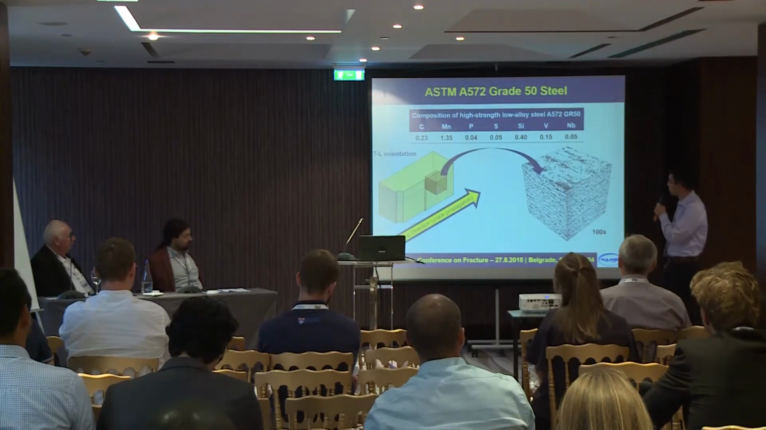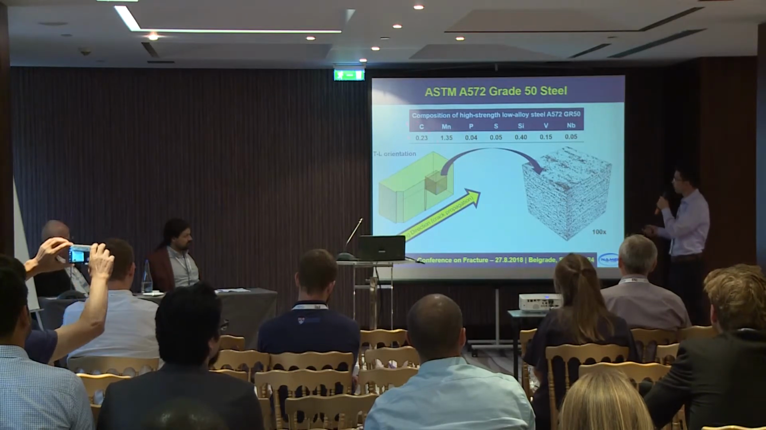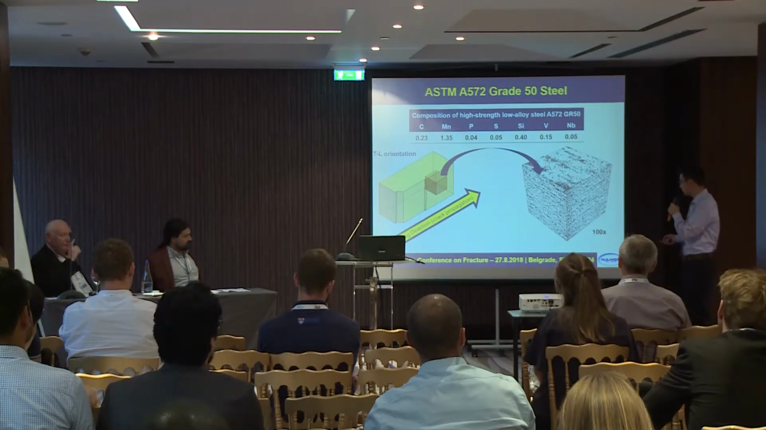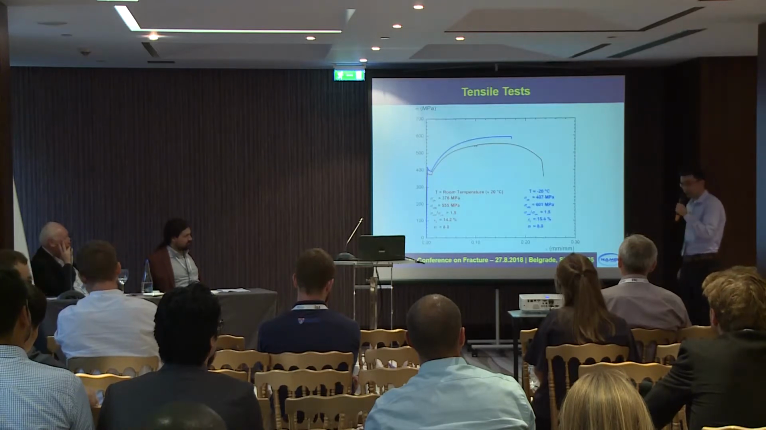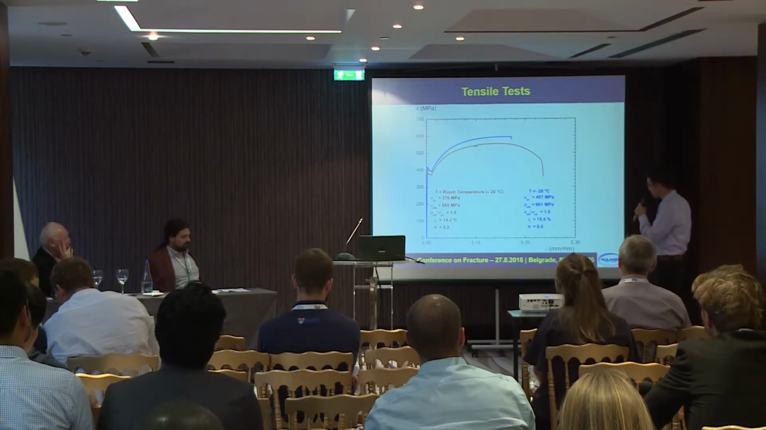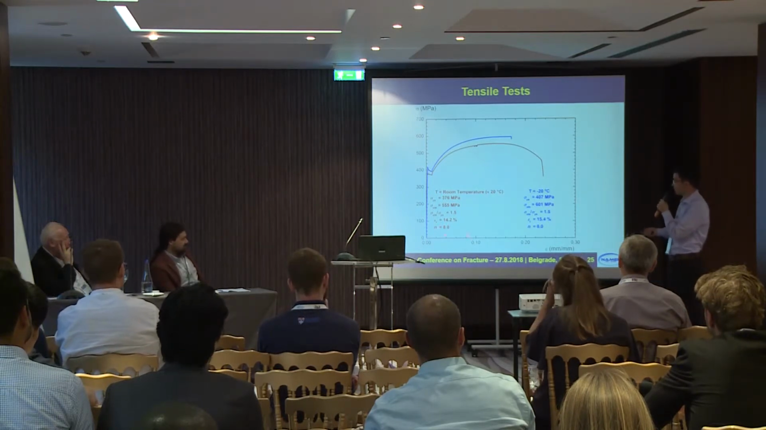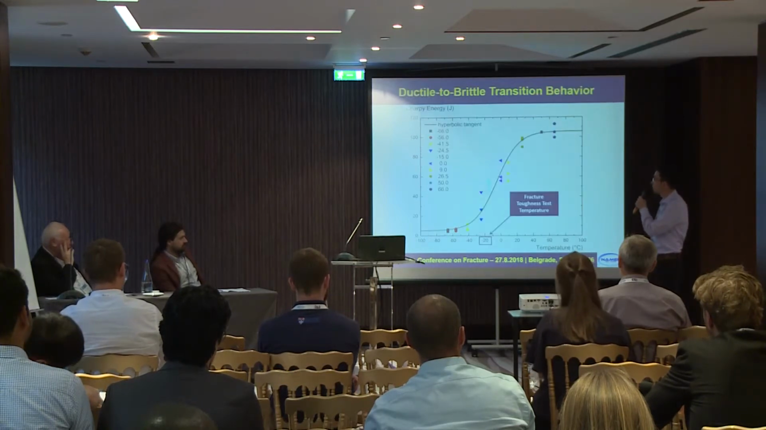The material employed in this study is a typical high-strength low-alloy steel with low carbon content and niobium and vanadium in its composition. The microstructure of this steel is composed of ferrite and pearlite, and the mechanical properties were evaluated at both room and low temperature. Here it can be observed that this steel exhibits a moderate strain hardening behavior at both temperatures.